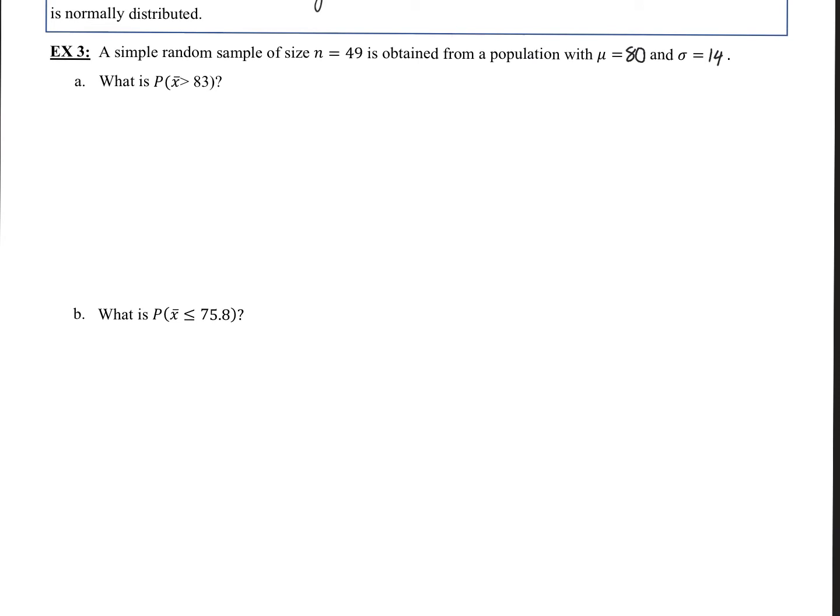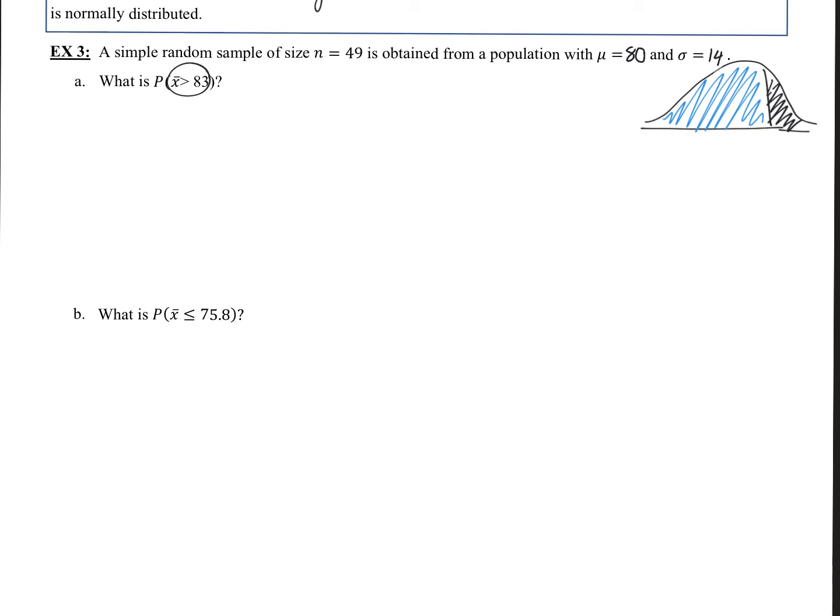All right, so let's take a look at example 3. A simple random sample of size n equals 49 is obtained from a population with mu equal 80 and sigma equal 18. What is the probability of x bar being greater than 83? So what do we want to do here? Well, we should convert this to a z-score and then find the area to the right of the z-score. Let me draw this. We want the area to the right, and to do that, first we'll find the z-score, which will give us the area to the left. Then we can subtract that from 1, and we'll find the area to the right.